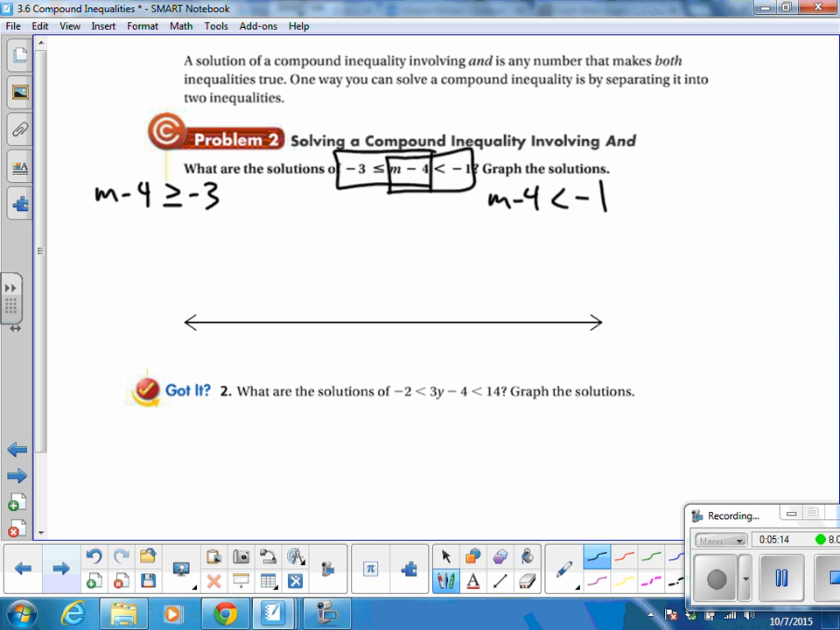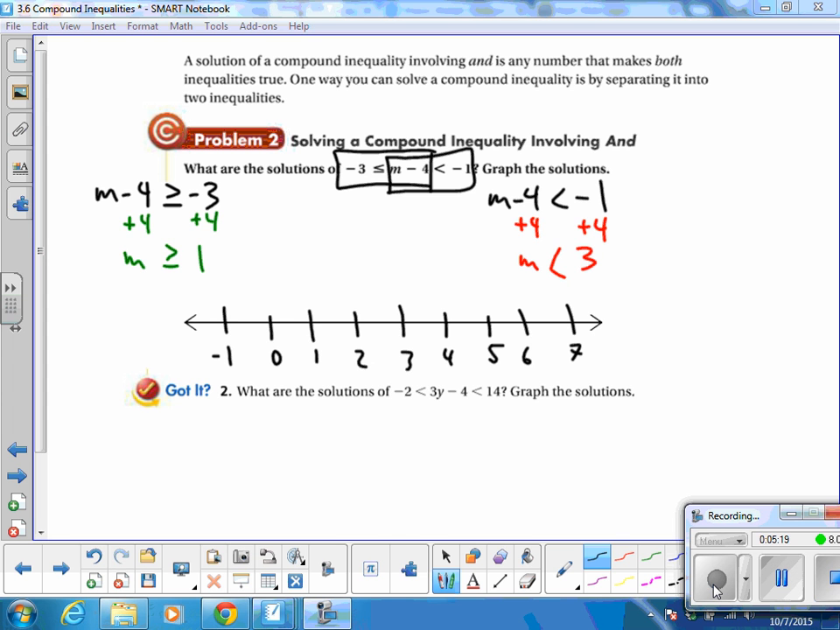I'm going to pause and play these out, and we can take a look at them. All right, I did my usual properties here, the addition property of equality on both sides of the inequalities. And I'm going to go ahead and do my graph for my solution for m. m needs to be greater than or equal to 1. So here's my 1, and I can include it, and it's going to be greater than that. And then m is less than 3, so it's not including it, and it's going to go this direction. And this is an and.